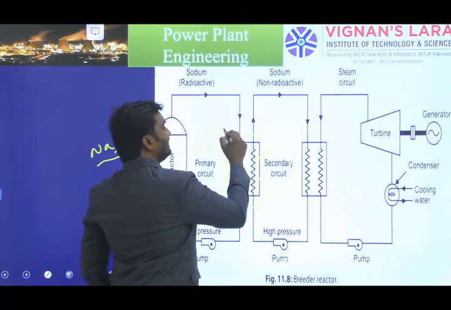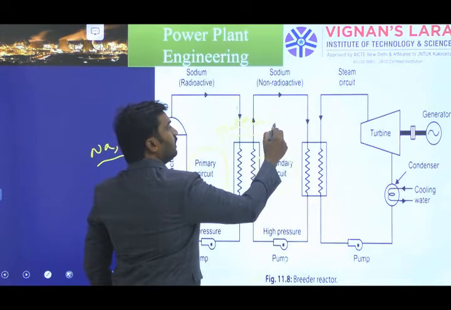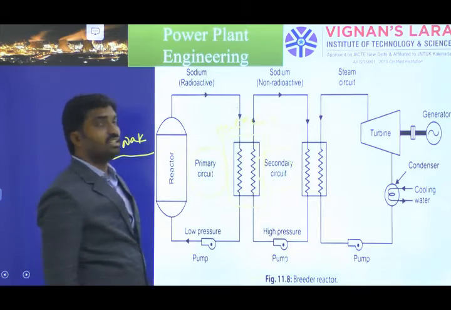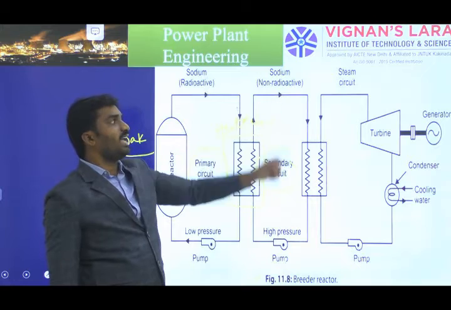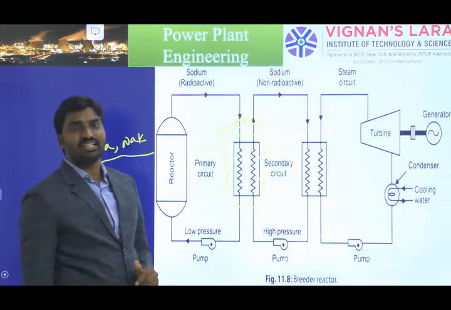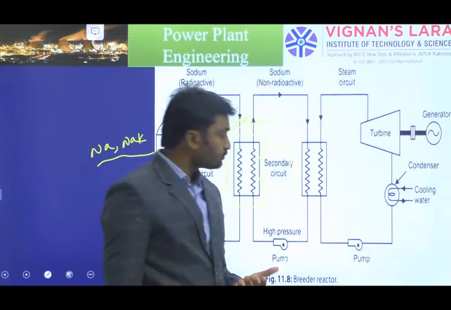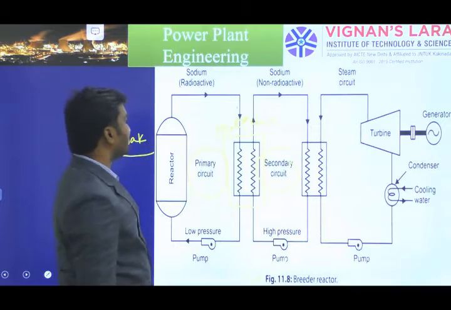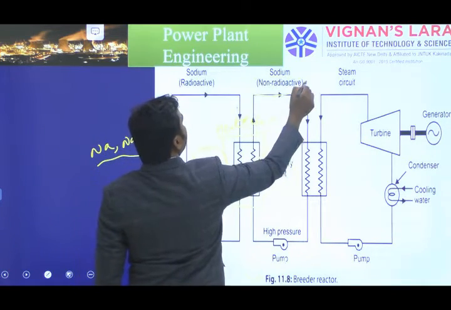So in this heat exchanger, it transfers the energy from one circuit to the other circuit. After that, that sodium is again used, and it is the non-radioactive type. Here the first one is in direct contact with the reactor vessel, which means it has more radioactivity. But later, in this case, it is not directly contacted, so that's why it's called non-radioactive.